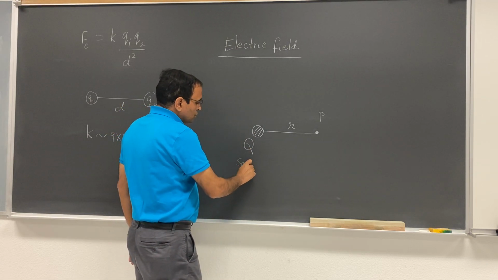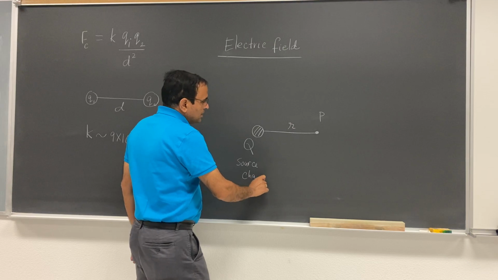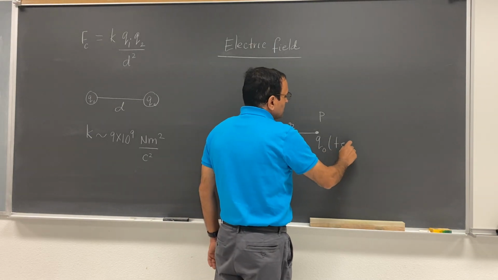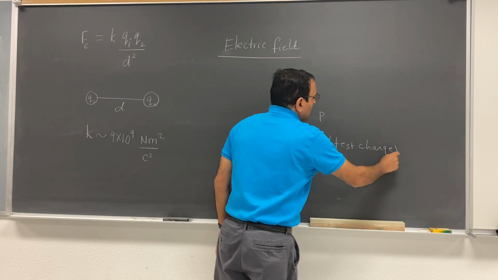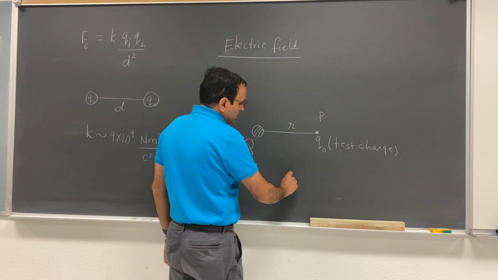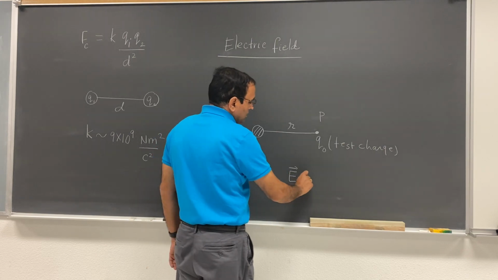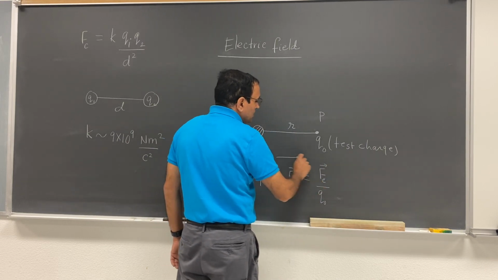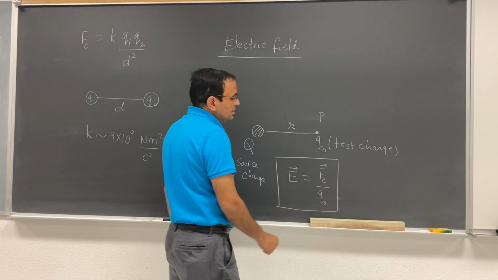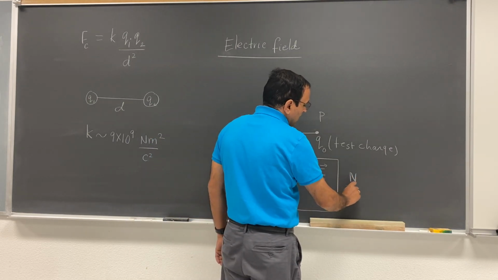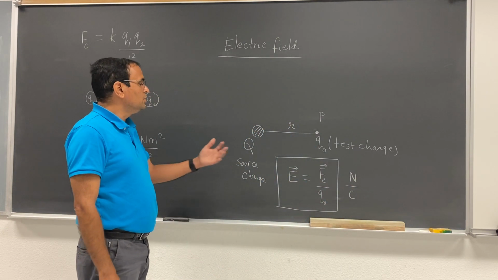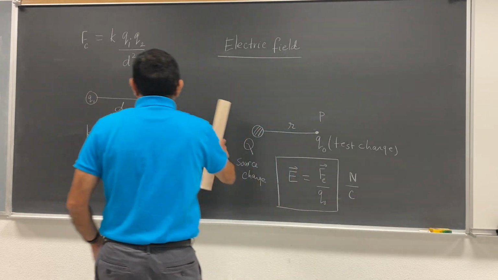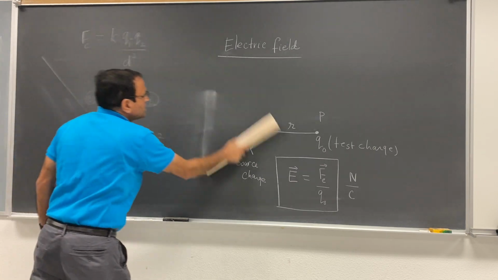This charge we call the source charge, and right here I want to keep a tiny charge Q0. We call this a test charge. It is really tiny, and the electric field E, a vector quantity, is defined as the electrostatic force per unit charge. This is what we call the electric field. Force is in Newtons and charge is in Coulombs, so Newton per Coulomb is the unit of electric field. Again, don't forget, electric field is a vector quantity. We already discussed this in our last lecture.